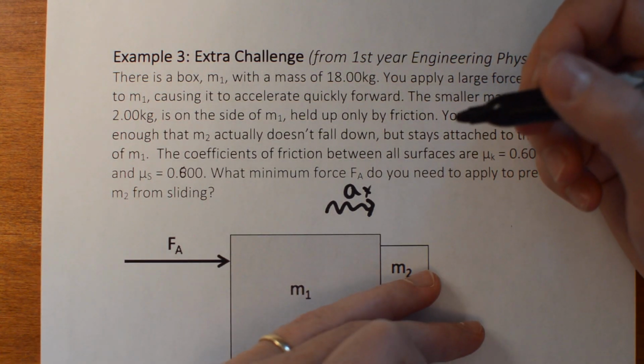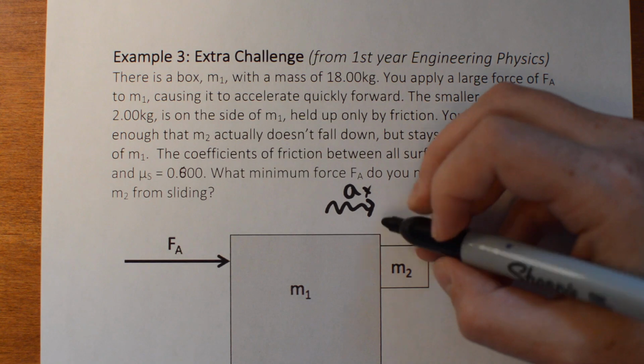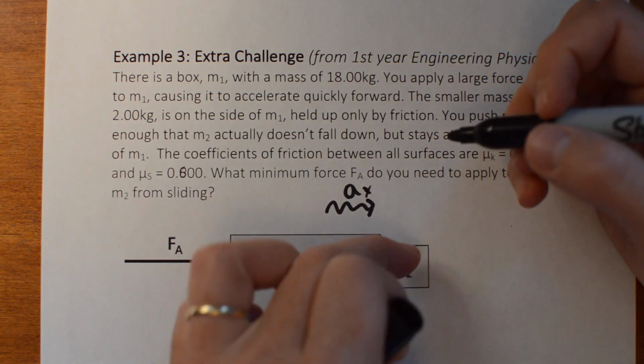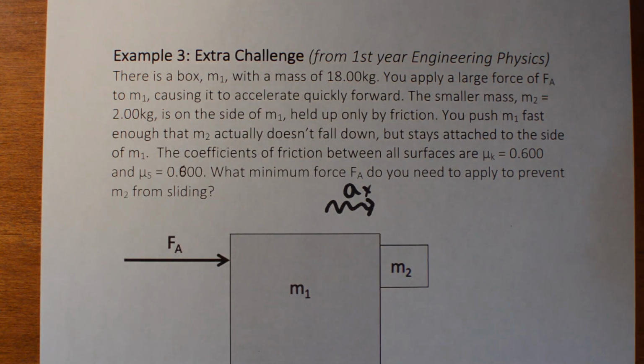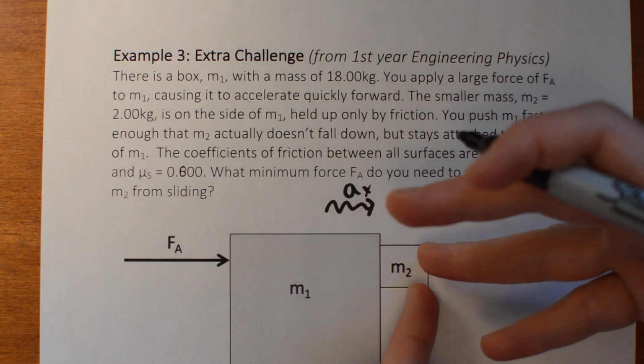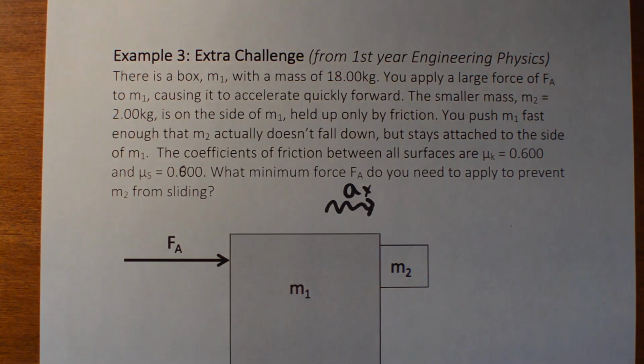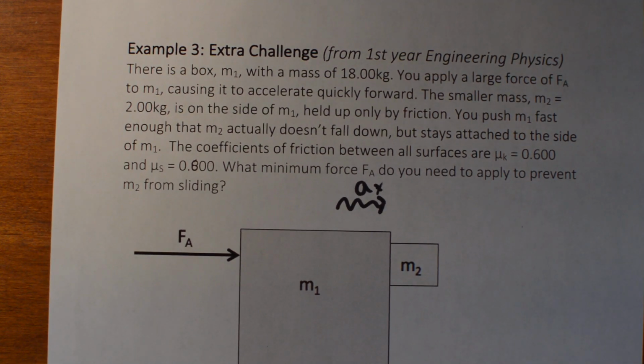Because it's accelerating so fast in this direction, M2, which is actually only held up by, of course gravity wants to pull it down, it's only held up by a static friction force. M2 will actually stay stuck to the side as long as you keep accelerating fast enough. What we're going to do is try and figure out what force you have to apply in order to keep M2 from sliding down.